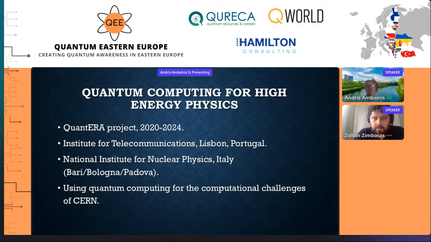Okay, so the third direction is about quantum algorithms for problems of high energy physics. This is a part of a project in which we have been collaborating with the Institute of Telecommunications in Lisbon and the National Institute for Nuclear Physics in Italy to investigate how quantum computing can be useful for computational challenges of CERN.